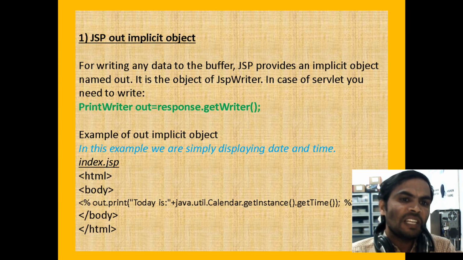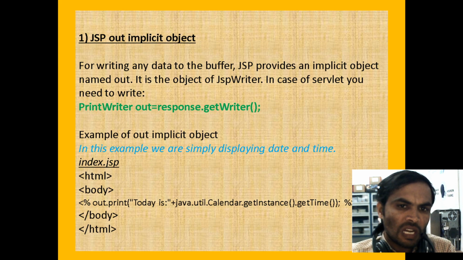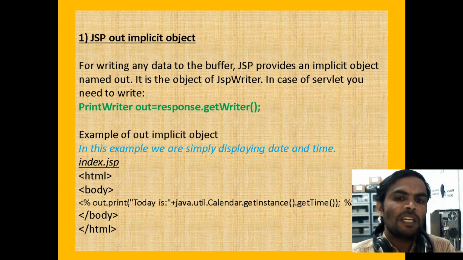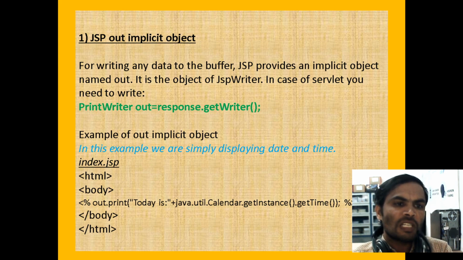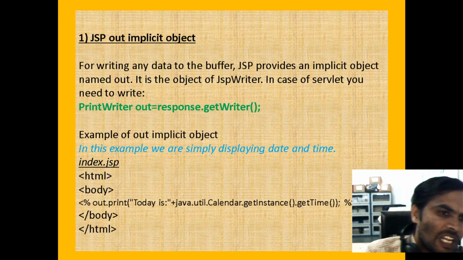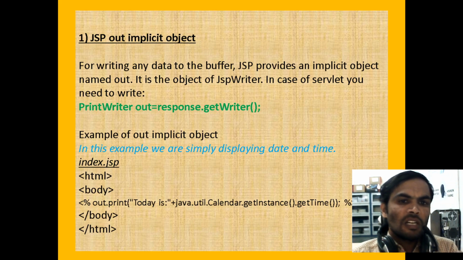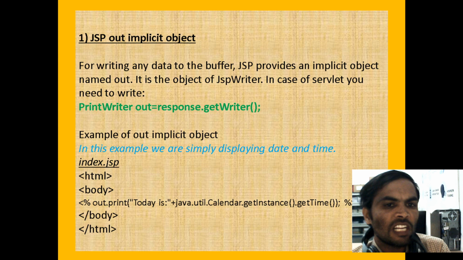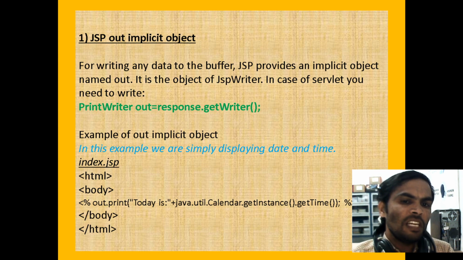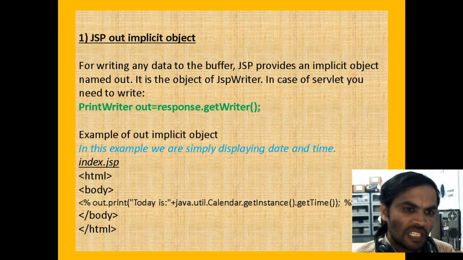If you want to write any data to the browser or the buffer, JSP is providing the implicit object with the help of the one named out. This out is a writer object. With the help of this writer object, we have the object, and this object is created by the web container.